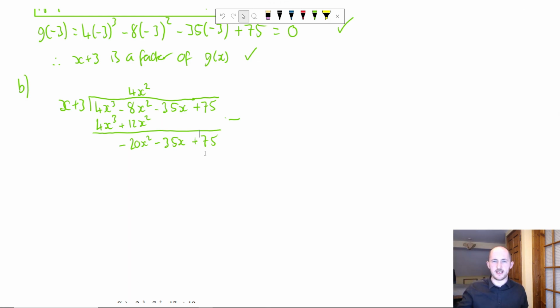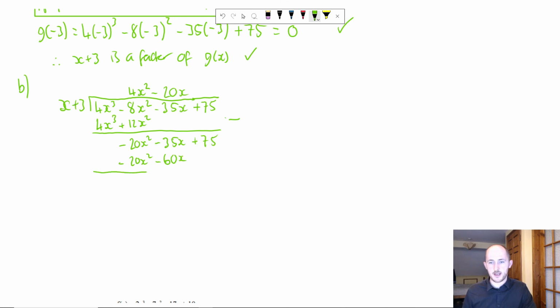Normally that might be left for integration, because obviously if you get 0, then you don't really need to integrate. Anyways, so minus 20x squared divided by x gives me minus 20x. And then again, I'm timesing it by x again, so I get minus 20x squared, as intended. And then minus 20x times 3 is minus 60x. What do I do now?